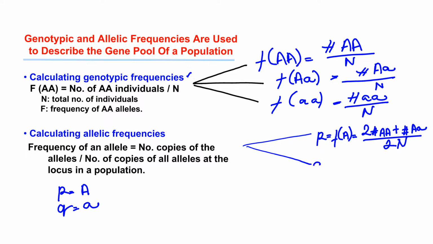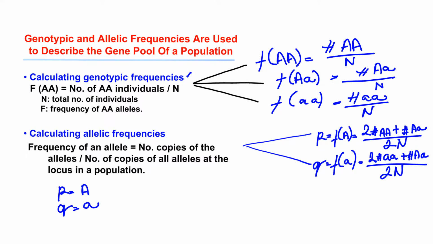The same applies when you try to calculate the frequency of the recessive allele from the number of genotypes. You multiply the number of homozygous recessive by 2 because there are two alleles, plus you add the number of heterozygous, which have only one recessive allele, and divide by 2n.